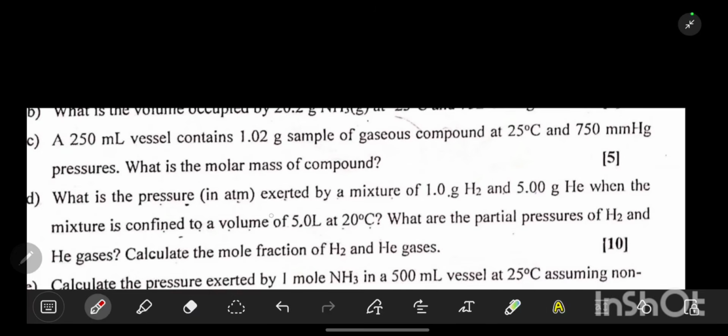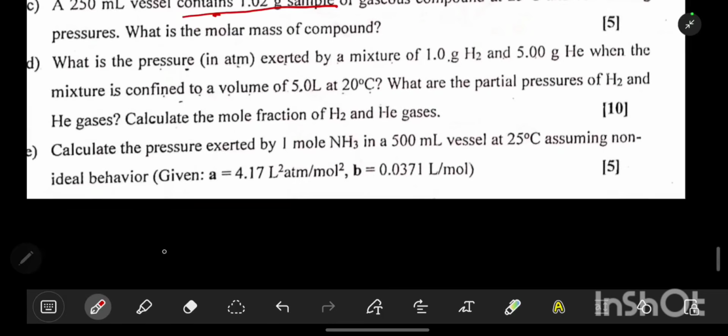So for this one, we have a 250 milliliter vessel that contains a 1.02 gram sample of a gaseous compound at 25 degrees Celsius and 750 millimeters of mercury. What is the molar mass of the compound? So provided the mass, they want the molar mass. So what we are just going to do is use the formula that has already been made the subject.